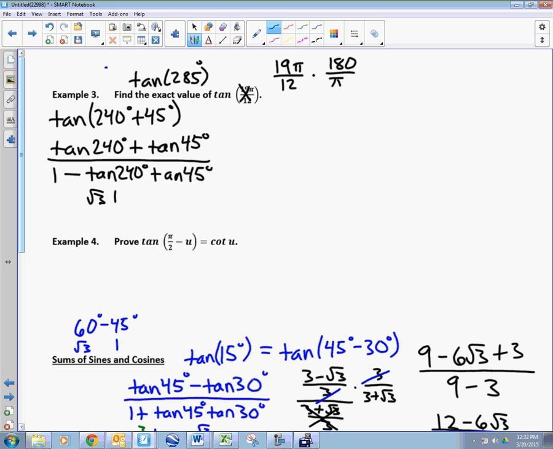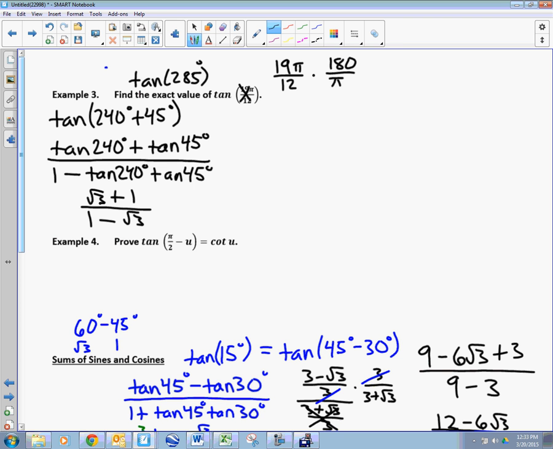Tangent 45, what's 1? Divided by 1 minus, what's the root of 3 times 1? Root of 3. So I don't have a complex fraction now, do I? So see why this was a good choice? Yeah. I mean, you could have made some other choices that wouldn't have worked out as nicely.